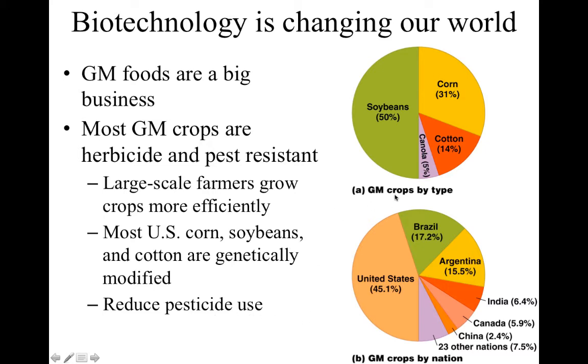And a couple of images here. Soybeans make up half of the genetically modified crops by type, followed by corn, cotton, and canola. Most canola is used to make canola oil. And then by nation, the United States is by far the largest user of genetically modified crops. Brazil and Argentina are large users, and then you see smaller use in countries like India, Canada, China, and 23 other nations. Notice you do not see any European nations. Europe is especially opposed to the use of GMOs.